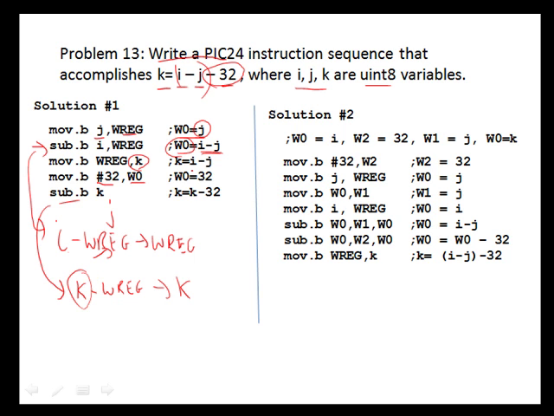What does k currently contain? k currently contains this partial result i minus j, and WREG contains the value 32 by this previous instruction. So the end result is that i minus j minus 32 is going to be written to the memory location k, completing the solution to this problem.